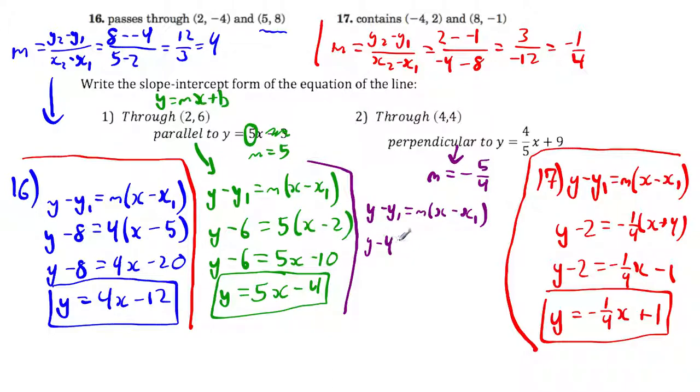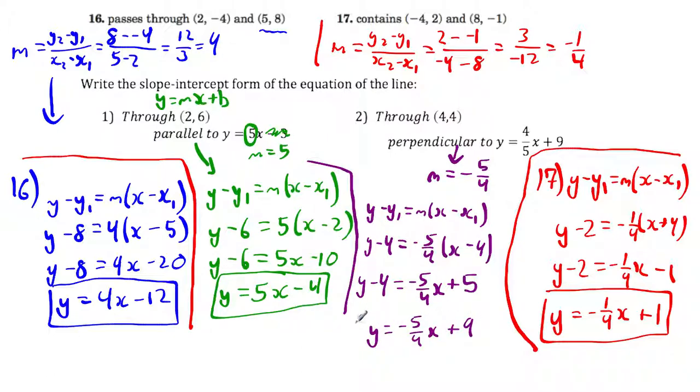y minus 4 is equal to negative 5/4 x minus 4. Distribute this in, so I get y minus 4 is equal to negative 5/4 x. Negative times a negative is a positive. The 4's cancel out, so I get 5. And then when I add 4 to both sides, I get y is equal to negative 5/4 x plus 9. So that's my answer there.